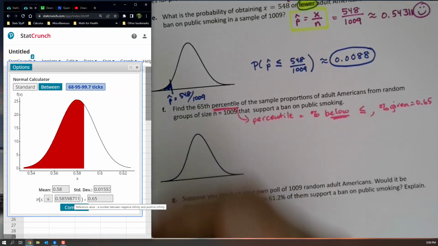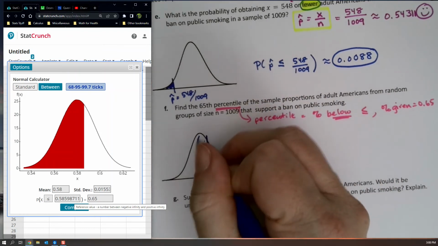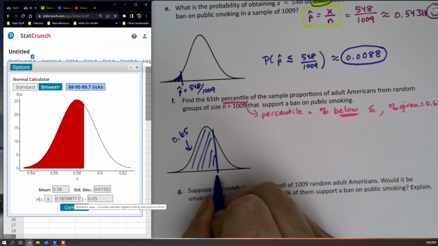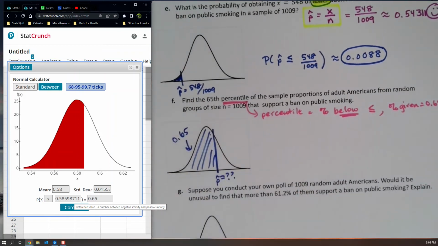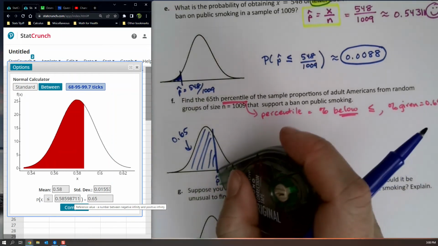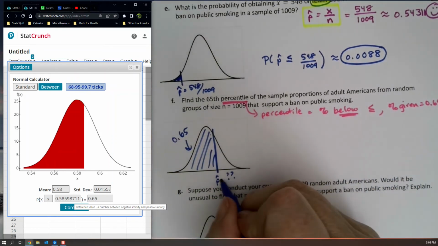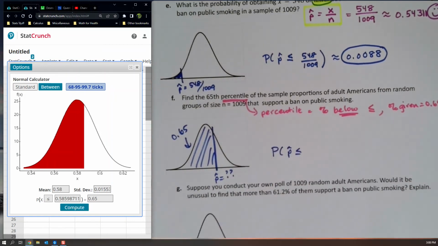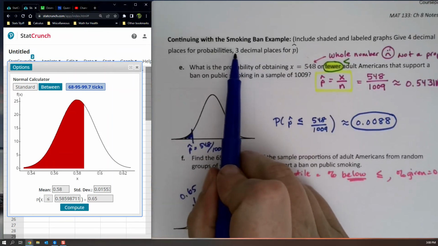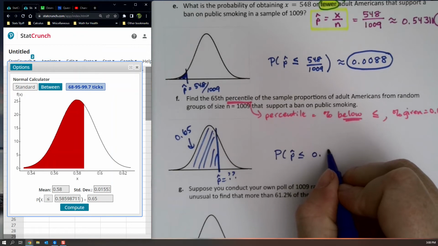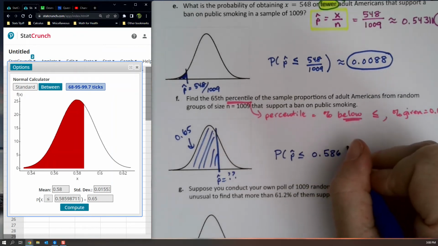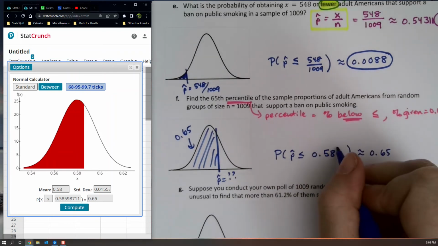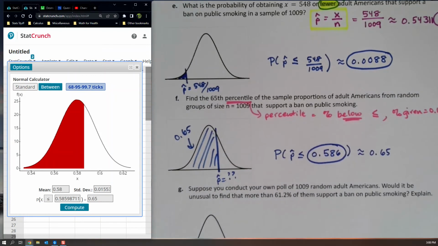All right, so let's shade. This area right here is 0.65. That's the part that was given. This is what we're looking for. What's that value? Sorry, my equal sign's a little high there. So the probability that p hat is less than or equal to, and I said I wanted 3 decimal places for p hat, 0.586 is approximately 0.65. There we go. That's the answer. That's what we were looking for.